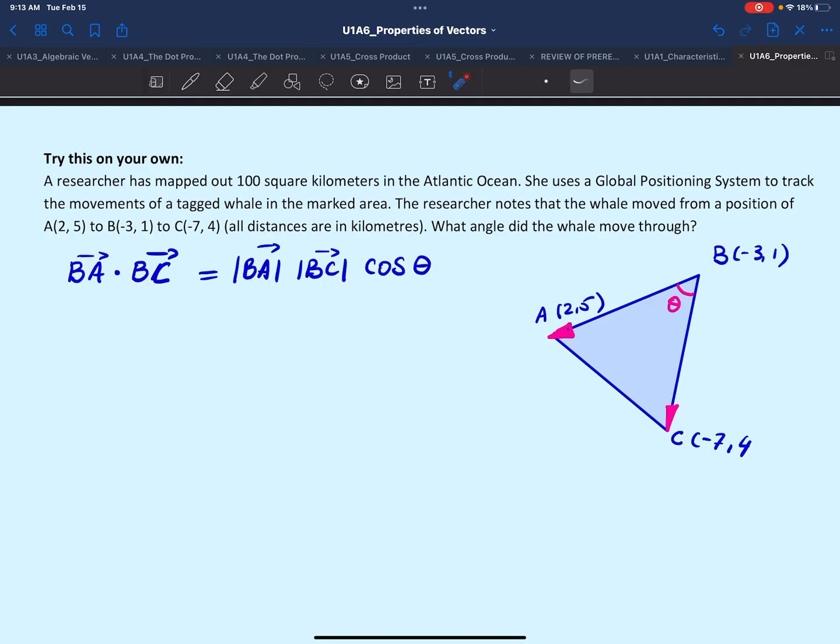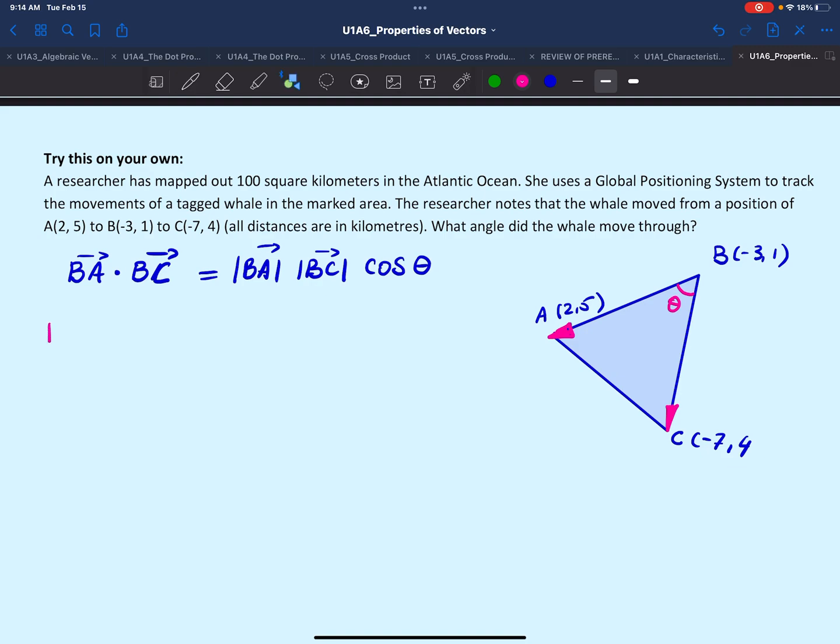So there are a few items we need to find at this point. First, we need to know the coordinates of vector BA and the coordinates of vector BC. We already know the coordinates of A, B, and C, so we can use those. Based on the coordinates of BA and BC, we have to find the magnitudes. And then, based on the coordinates of BA and BC, we have to find the dot product. So step number 1 was figuring out a plan on how to find angle theta. But now we're going to put this plan to work.